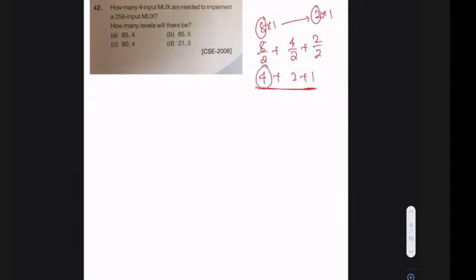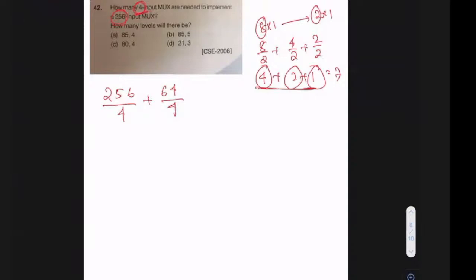At level 1, we need 4 multiplexers. Level 2, you need 2 multiplexers. Level 3, you need 1 multiplexer. So the total number of multiplexers needed is 7 and the number of levels is 3. You have to follow the same approach. Here, the number of inputs required is 256 and the given structure available is 4. So it is 256 by 4. What is 256 by 4? I think this is 64. Then 64 by 4, where this 4 is the given structure.